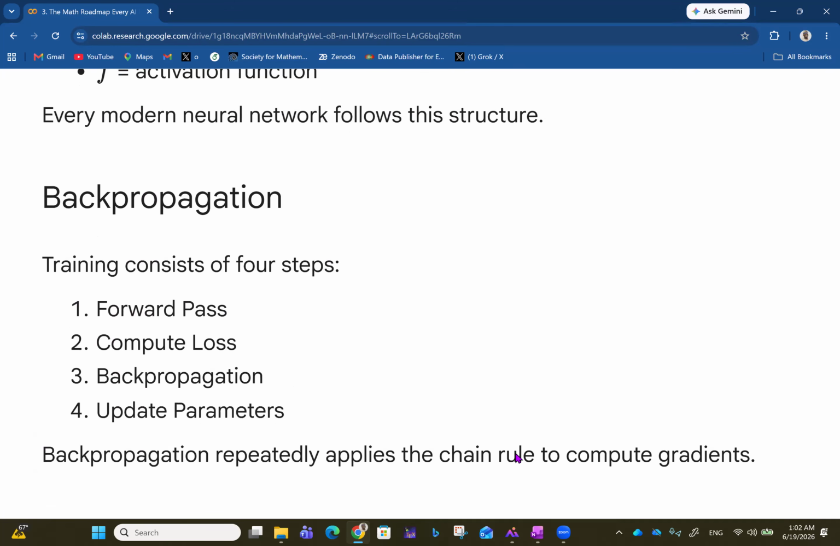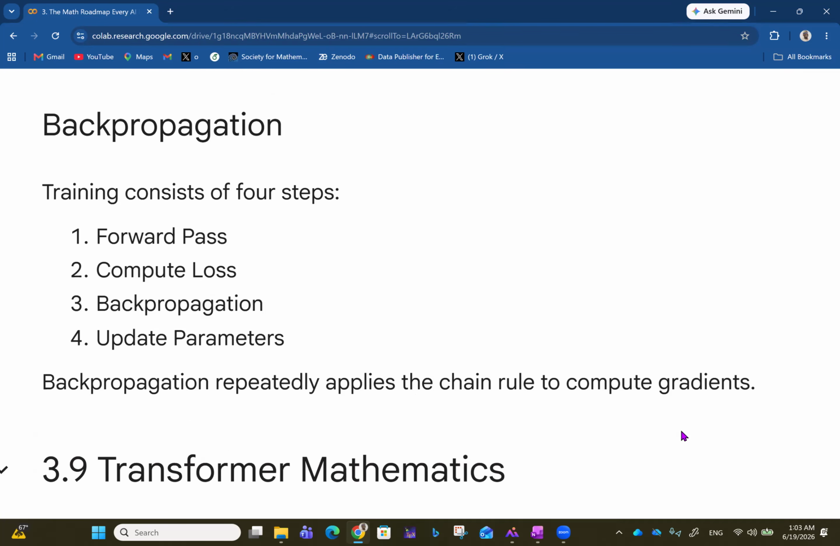And then we've talked about backpropagation a lot of times. Training consists of four steps. First, you have the forward pass. Next, you compute the loss. Third, you have the backpropagation. And fourth, you update parameters. Backpropagation repeatedly applies the chain rule to compute gradients.